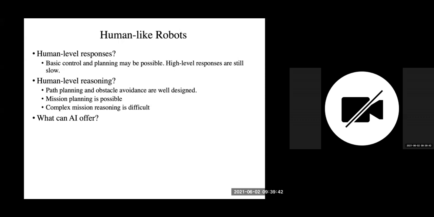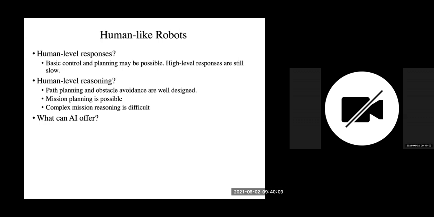And how do we achieve human-level reasoning? Path planning and obstacle avoidance, for example, are more like tasks that do not involve reasoning. Humans are good at understanding and reasoning. How do we equip robots with the high-level reasoning that we can do?